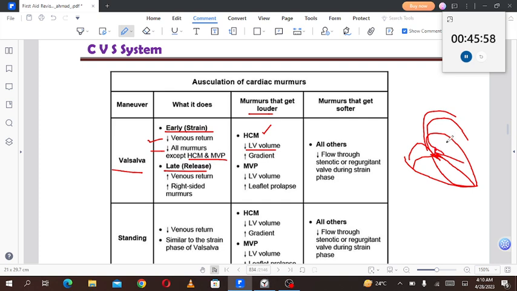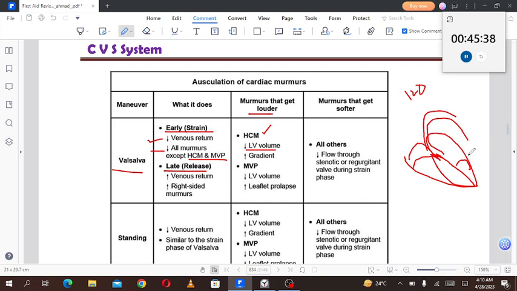We'll see that in great detail when we do the pathology section, but right now keep this in mind: whenever there is decreased left ventricular volume, the gradient, the difference in pressure between the ventricle and the aorta, becomes higher. Suppose in the aorta we have a pressure of 120, and in the left ventricle the end-diastolic pressure is somewhere near 25 or something.